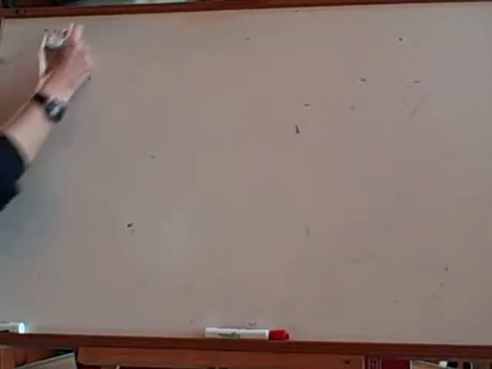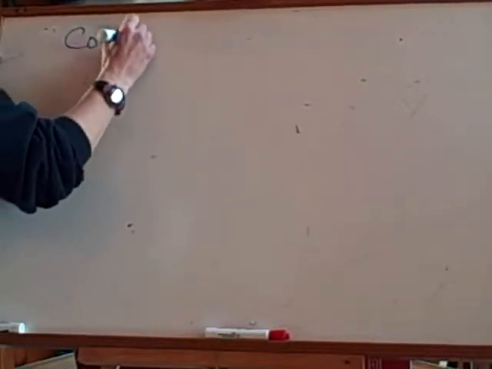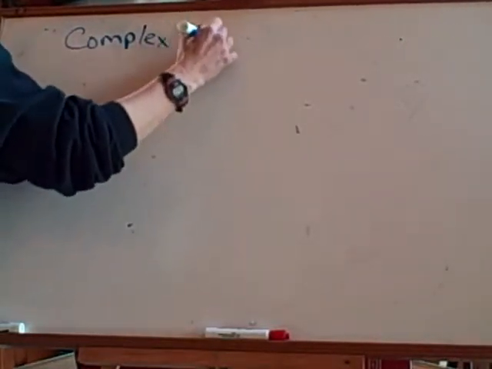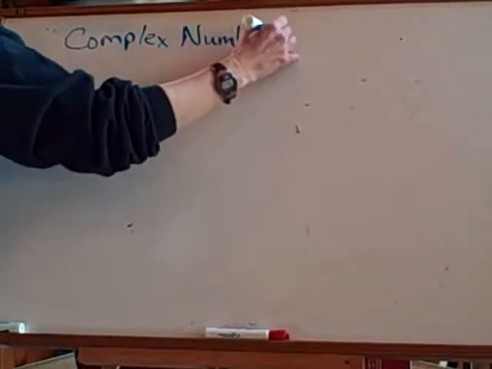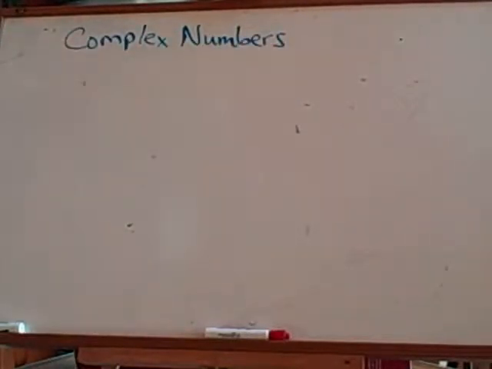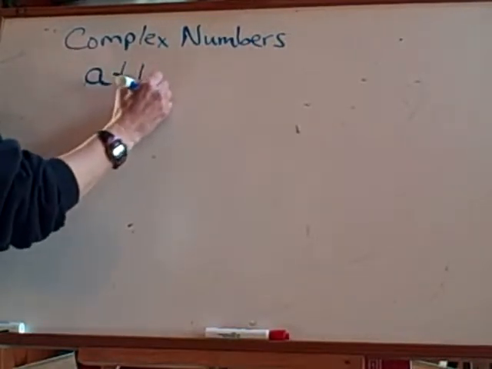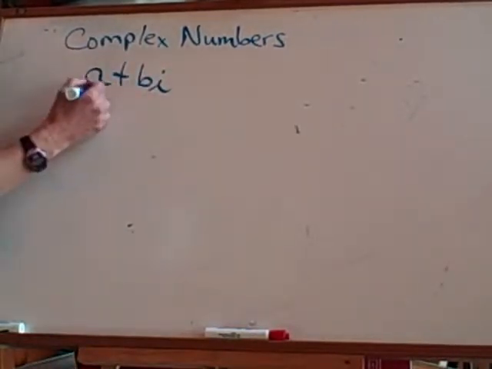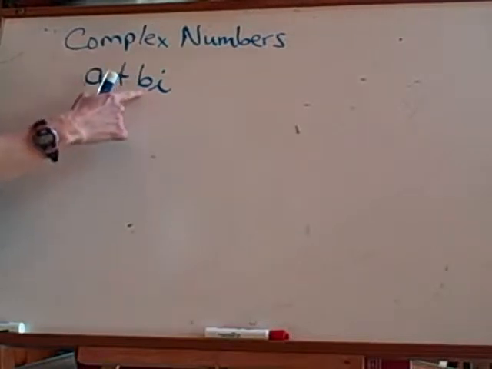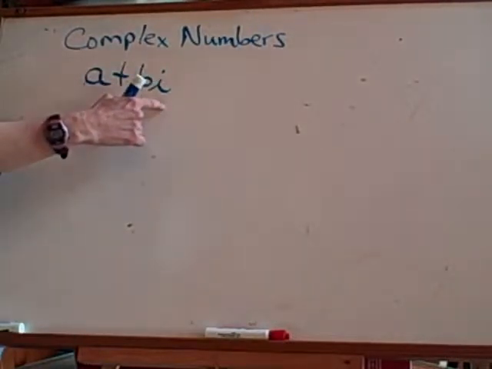So right now we're going to be talking about complex numbers. It's a combination of real numbers and imaginary numbers. You're always going to see complex numbers in the form of a plus bi. A is your real component. B is the coefficient to the imaginary component.